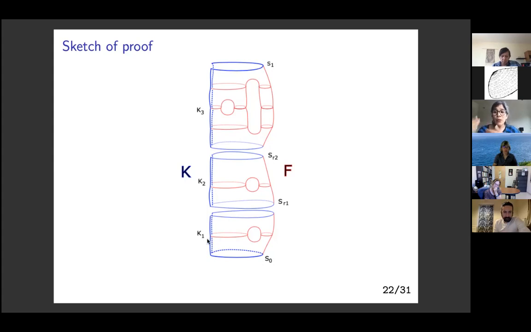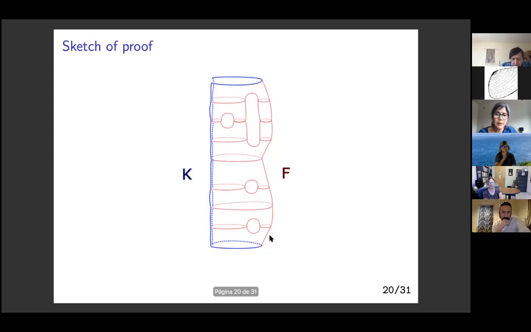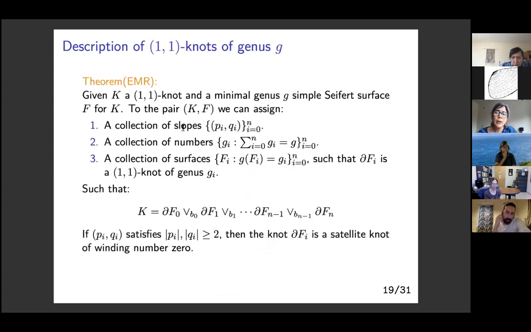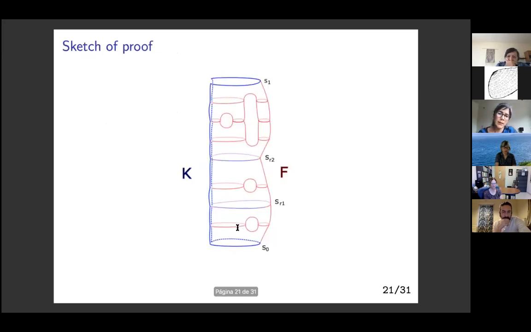knots. So we produce new knots, and we produce these surfaces whose boundaries are knots, which are 1-1 knots. And so in the lemma, you see where it says that we obtain a collection of slope numbers, and a collection of surfaces, so that the knot is obtained by this vertical sum.